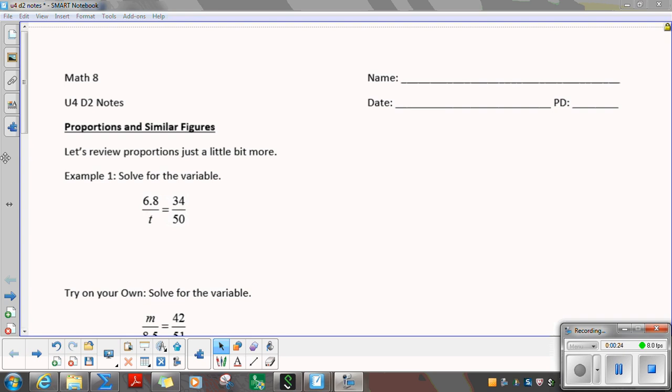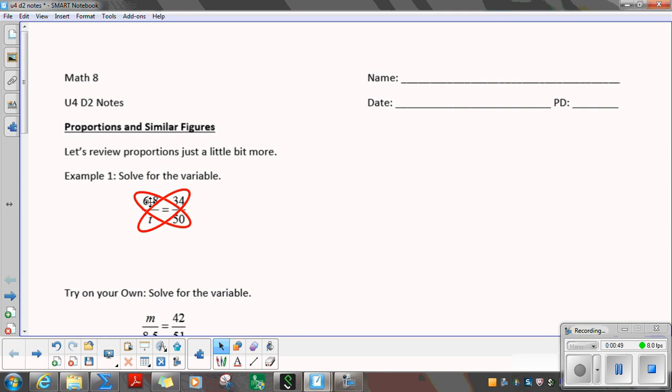Okay, so let's start with example 1. We have to solve for the variable. Now remember yesterday, last class, we figured out that to solve for a variable in a proportion, we have to cross multiply. So I'm going to draw my little circles so I know what to multiply, and I'm going to write it out.